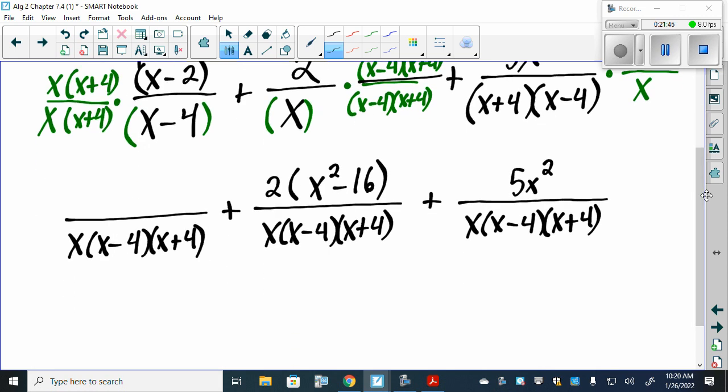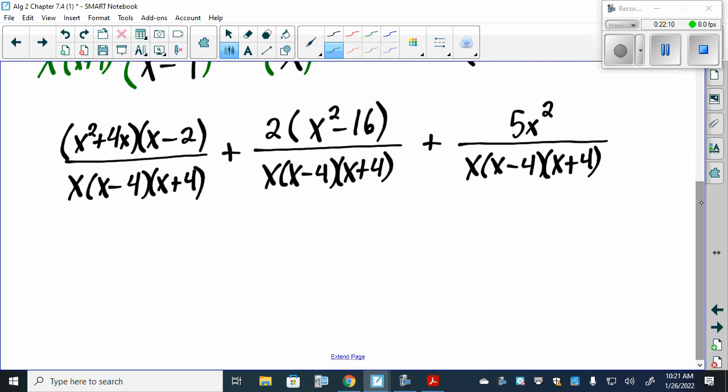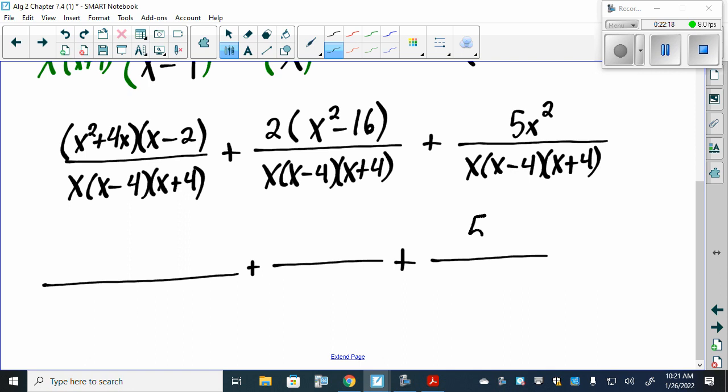Because if we do x times x plus 4, well, x times x is, and x times 4 is. Because it's going to be one of those, we'll have to do it eventually. It's just deciding how we want to go about it. Make that a little bit longer. x times x minus 4.